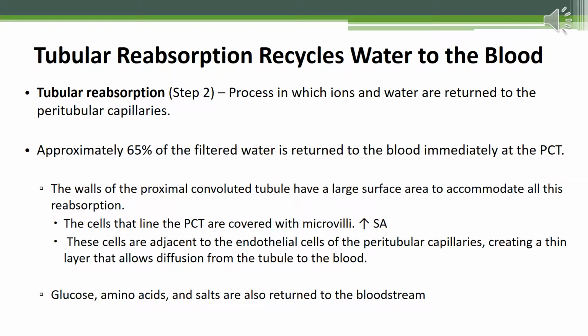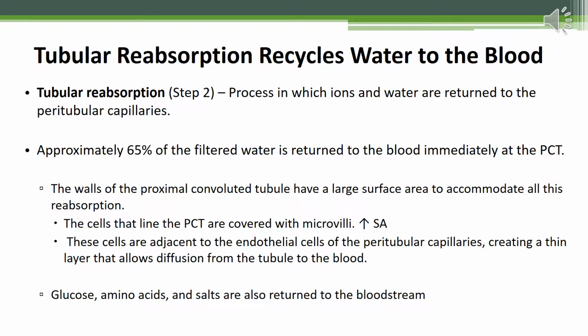The second step of urine formation is tubular reabsorption, which recycles the water that we removed from the blood and brings it back into the blood. And this is step 2. Tubular reabsorption is the process in which the ions and water are returned to the peritubular capillaries. So not only are we returning water, we're also returning ions to the blood based on our ionic or electrolyte needs. Approximately 65% of the filtered water is returned to the blood immediately at the proximal convoluted tubule.